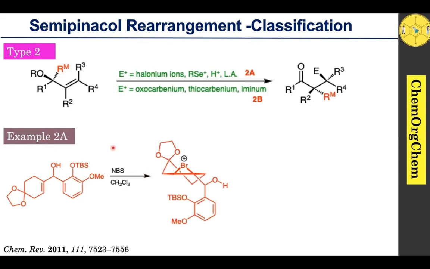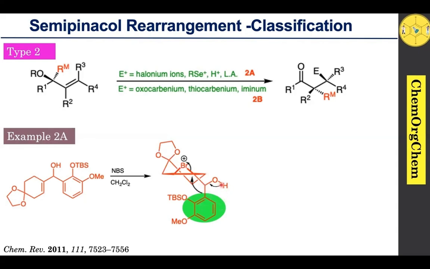When you treat the allylic alcohol with an electrophilic brominating agent such as NBS, that can readily generate the corresponding bromonium ion. So for better visualization, this particular cyclohexane ring system I have drawn in the half chair form. Now you see that the bromonium ion is formed. So now this phenyl group is going to migrate. See how that will happen.